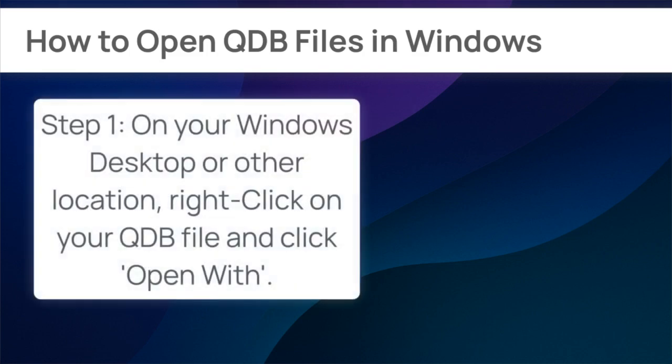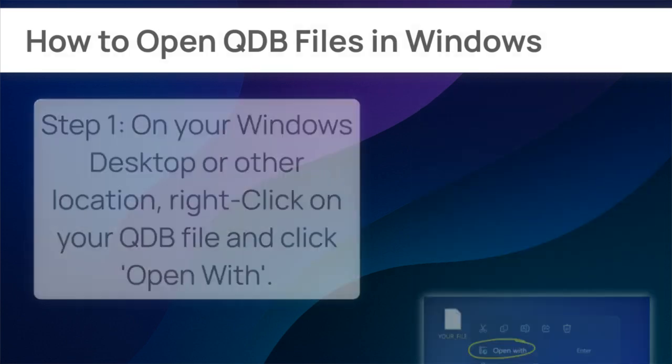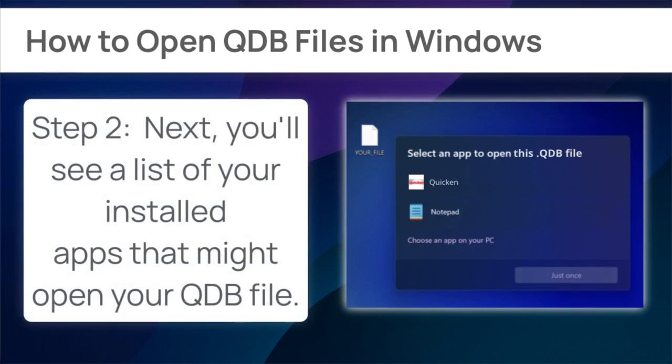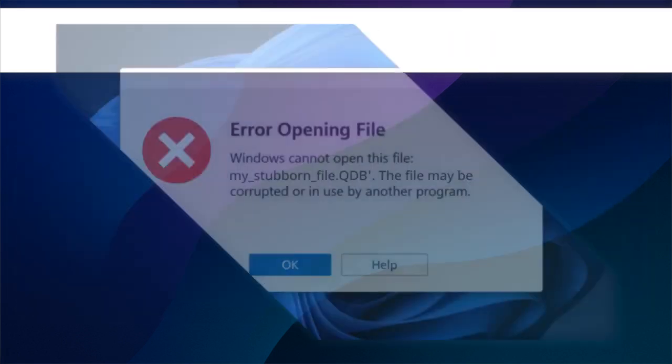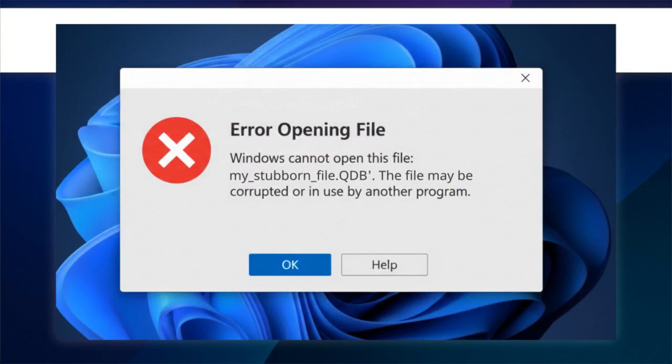To start the process, right-click your QDB file and select Open With. If you have Quicken installed, test that first. If not, try another option. You need to systematically check compatibility. If you cannot access the QDB file, no problem.